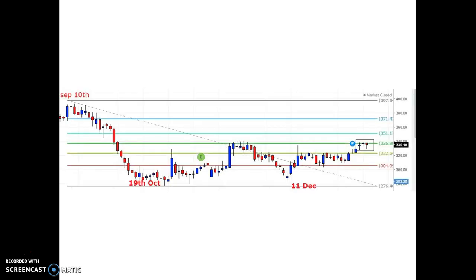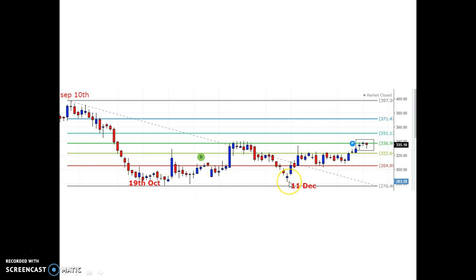This one is the same, Airtel's asset price. If you observe over here, on 10th September it formed a high from the 397 price level. It moved down to a swing low of 276.46 on 19th October. From there, the price formed a double bottom. From there, it moved to a swing high and closed around 336.90. From there, it moved down again to a swing low, but if you remember, this low is not below this low.